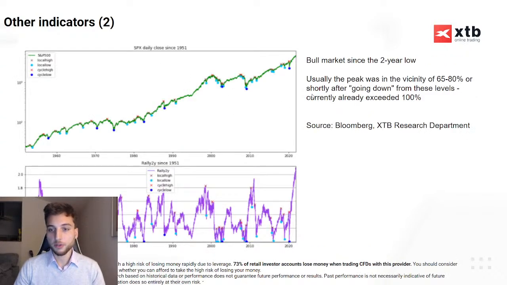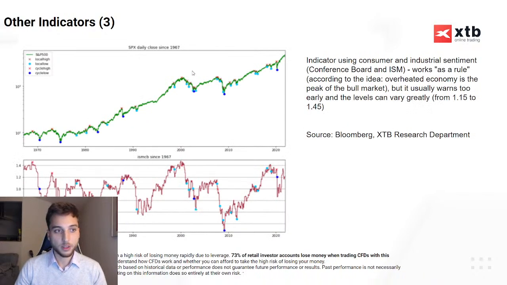Secondly, we have a couple of other indicators. Bull market since the 2-year low. Usually the peak was in the vicinity of 65 to 80%, or shortly after going down from these levels, currently already exceeding 100%. Here on the bottom, you can see as well. And this is another key factor. Overextension is the theme here.